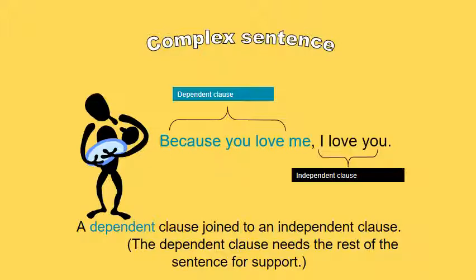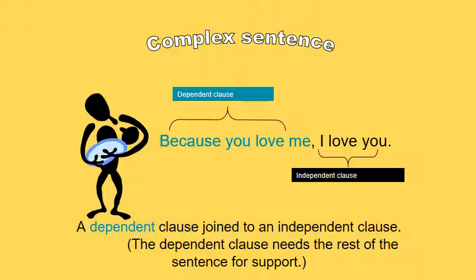But why do we call it a dependent clause? The dependent clause needs the rest of the sentence for support. So the dependent clause cannot stand alone. It needs support. It needs help from another part or another clause. So that's why we add the independent clause to the dependent clause.